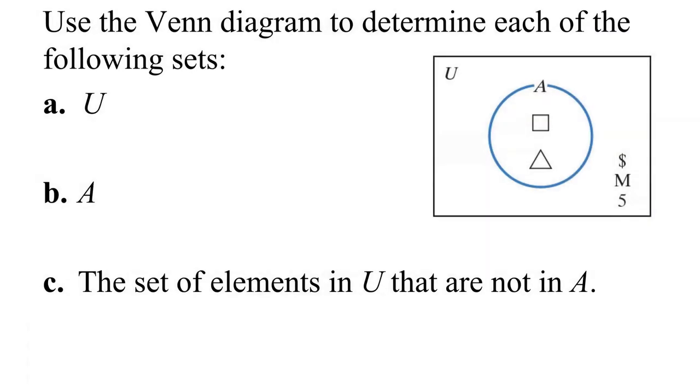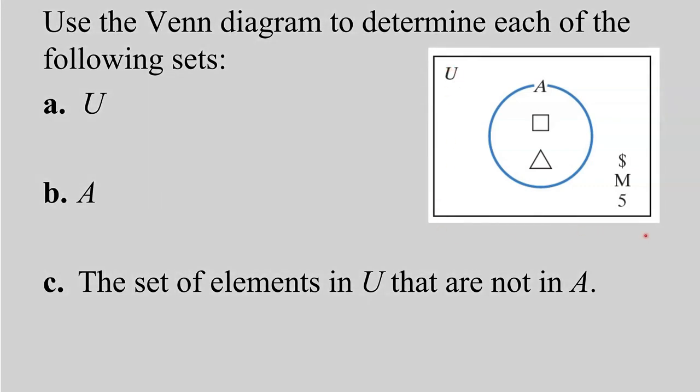Now, for example, let's use the given Venn diagram here to determine the following sets. Usually we denote U as our universal set. Again, the universal set is the general set that contains all the elements under discussion. In the figure here, U is the universal set, and then this is set A. Set A is the set containing the square and the triangle. And then outside of set A are the elements $, M, and 5.